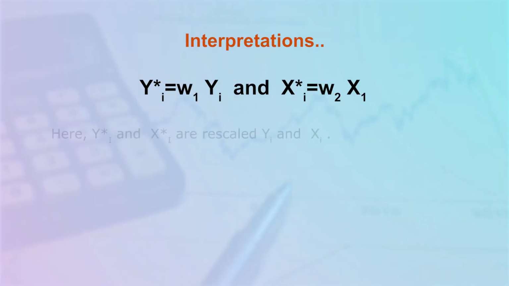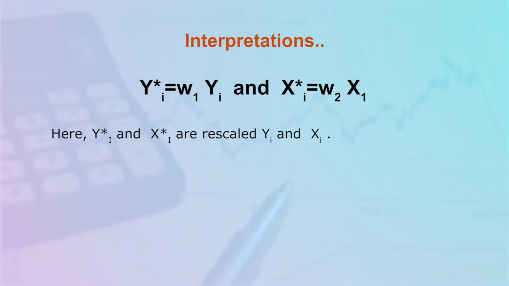For example, if we have billion or trillion or million, then we are multiplying by 1000 or 10,000 in order to get the uniform scaling. So yi star and xi star are rescaled, and this rescaling is done because x and y are not uniform in the units of measurement across the two models.